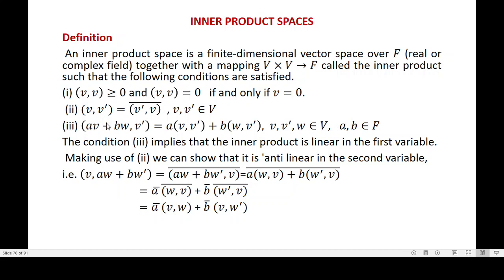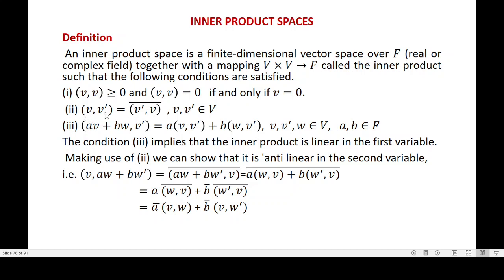Now look at this condition 3. This condition 3 implies that the inner product is linear in the first variable, isn't it? So the third condition says that the inner product is linear. Now let us make use of the second condition to show that it is antilinear in the second variable. That is, let us consider the inner product of v with aw plus bw dash. This is equal to the conjugate of the inner product of aw plus bw dash with v, isn't it? Use the second condition.